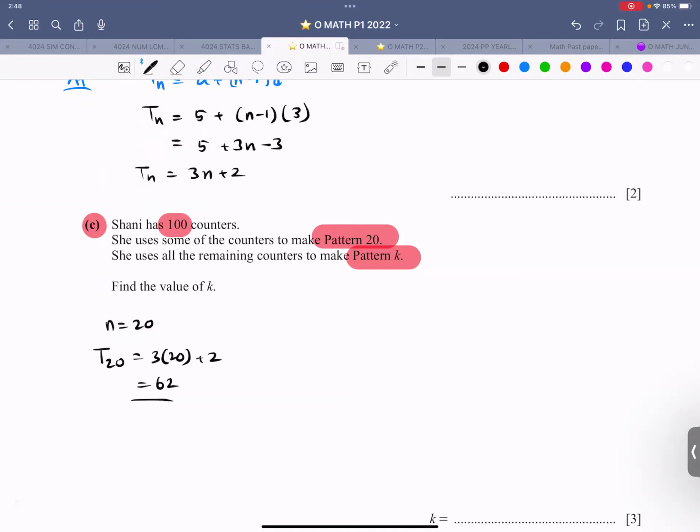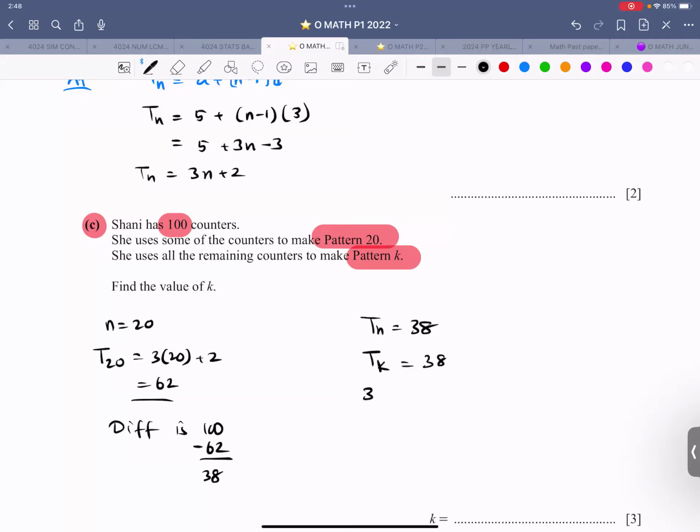62, not 68. Therefore, the difference is 100 minus 62, that is 38. Now, Tn is 38. What would be the diagram number? What would be the pattern number? So basically, we are looking for Tk is 38.